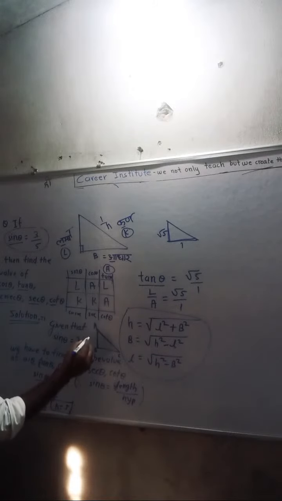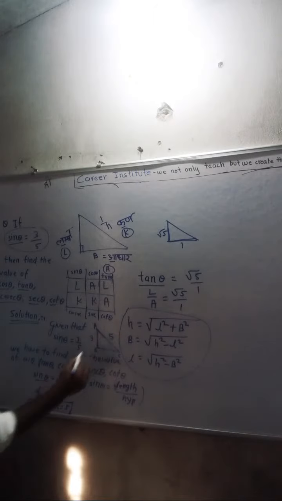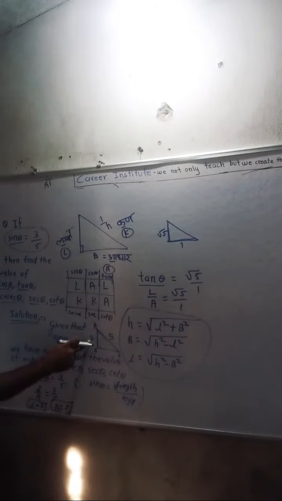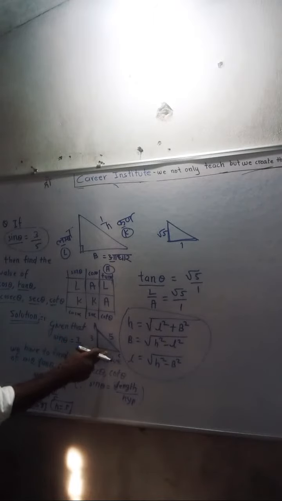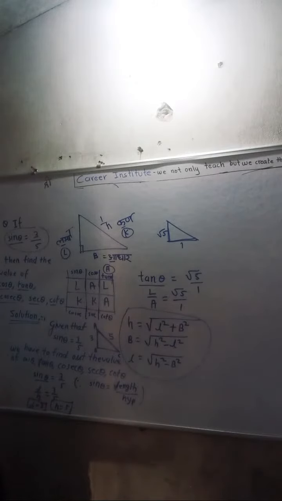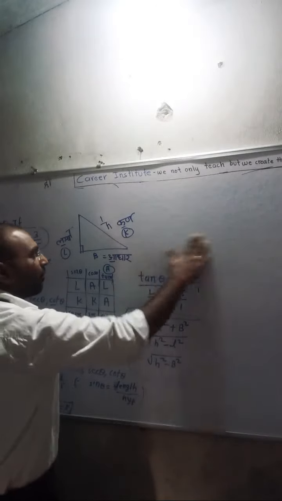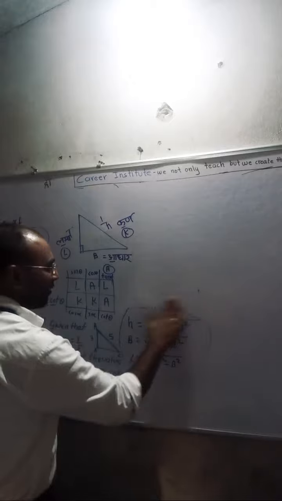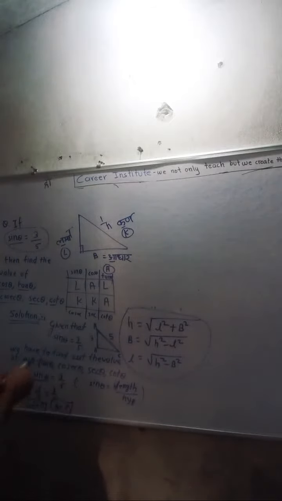Write down length is equals to 3, hypotenuse is equals to 5. So now we have length and we have hypotenuse. What is missing? Base. So we have to find out the base. And to find out the missing side in a right angle triangle, we use Pythagoras theorem.